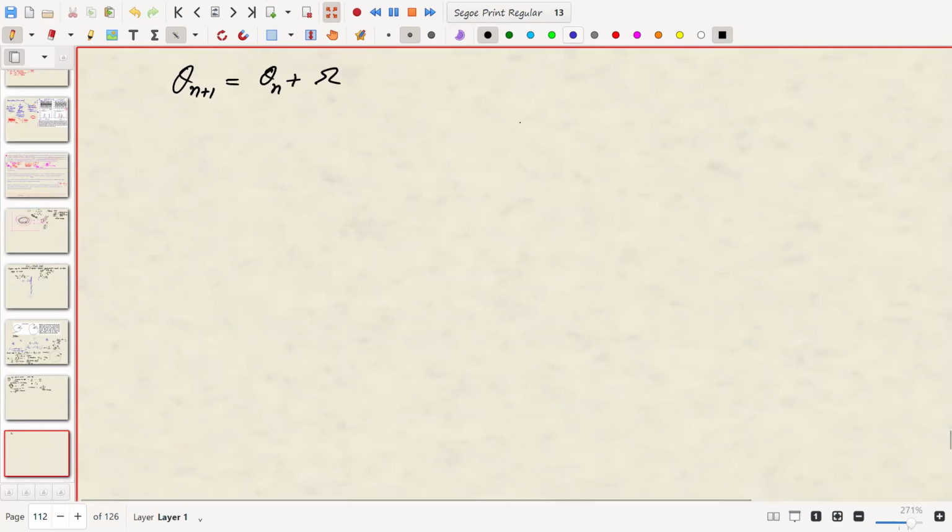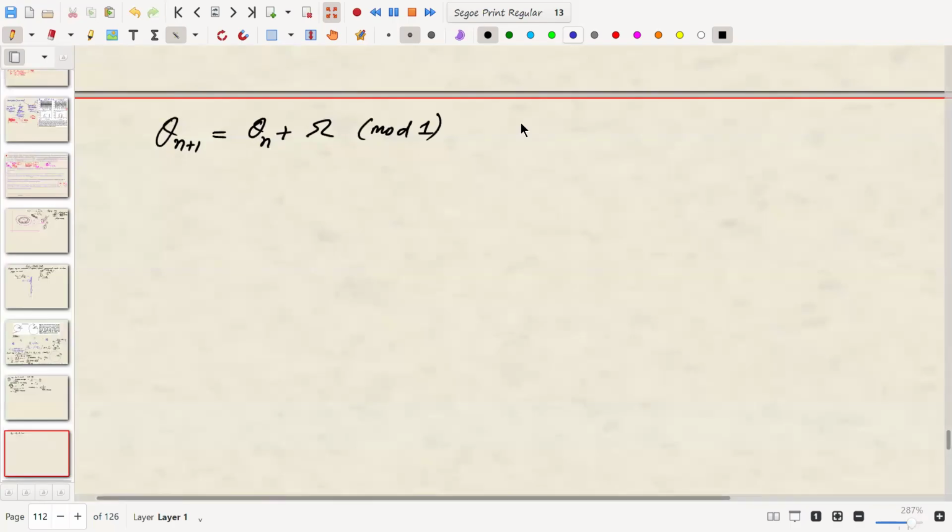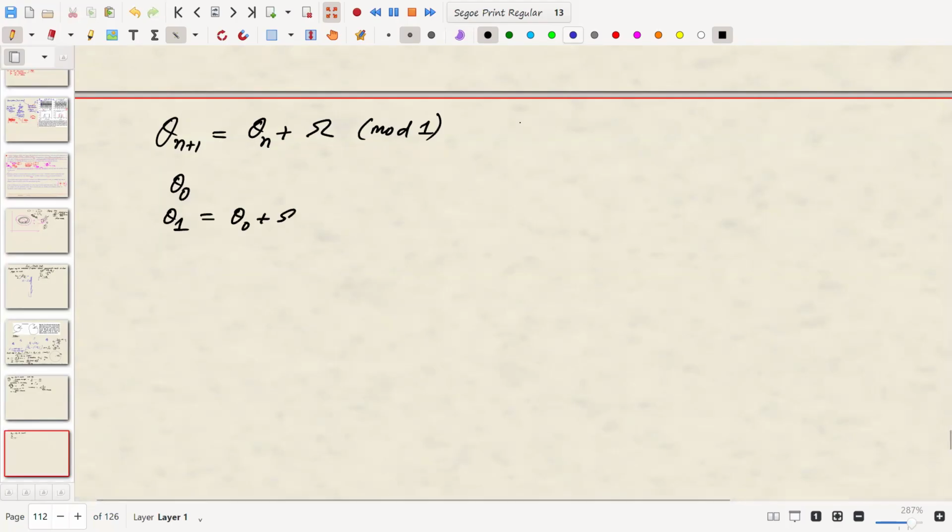Theta n plus omega mod 1. This is the circle map. Let us understand how. Suppose you started with theta naught. What should be theta 1? Theta naught plus omega, but the result should be mod 1. I will not write it again and again, but it is implied. If I write theta naught plus omega, it is implied that the mod 1 operation is already done.